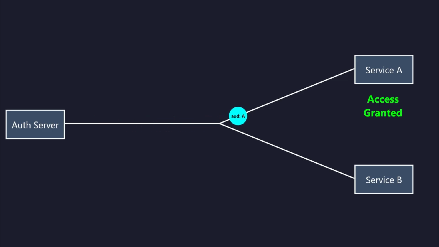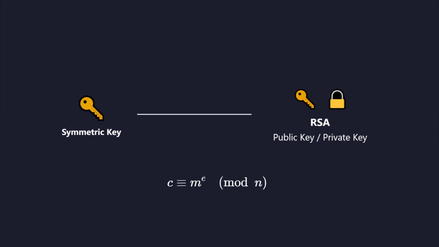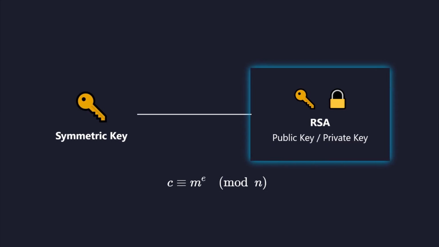The audience claim restricts the token to a specific recipient. This prevents a token issued for one microservice from being used to gain unauthorized access to a different, unrelated service. Using asymmetric algorithms like RSA (Rivest-Shamir-Adleman) is superior to symmetric keys.